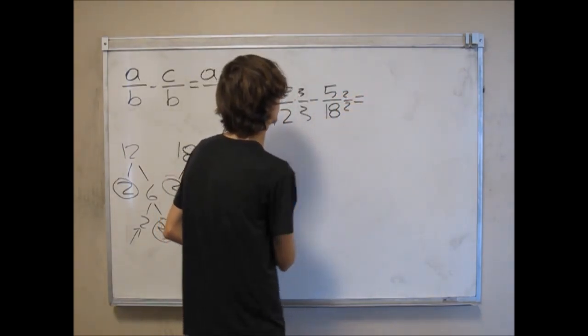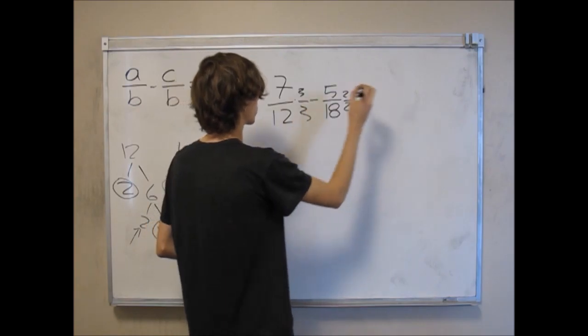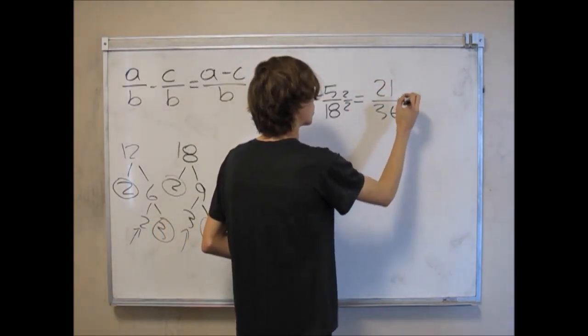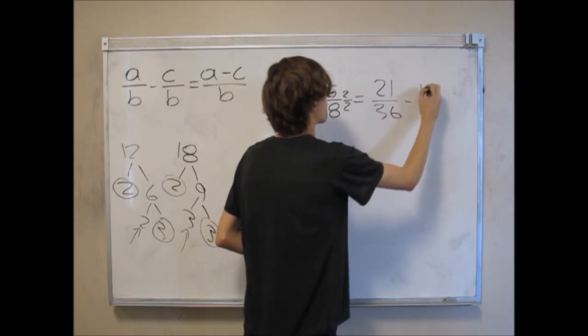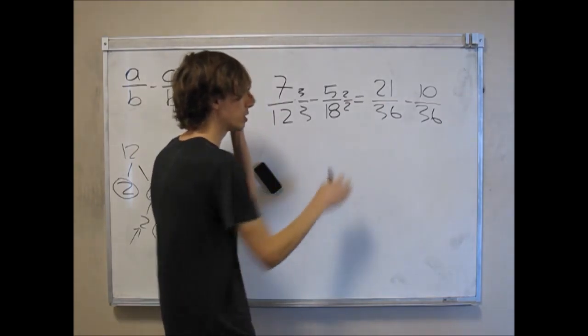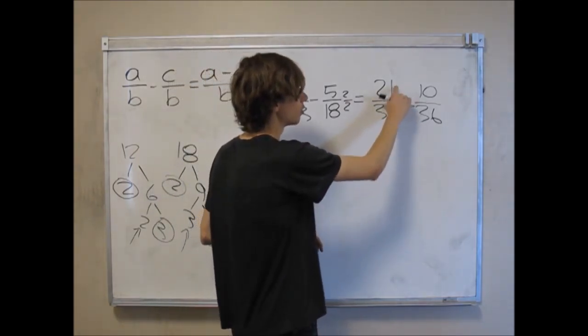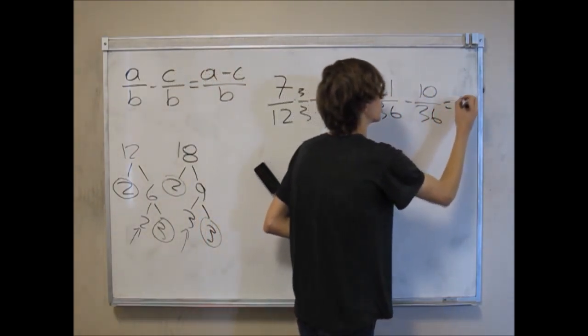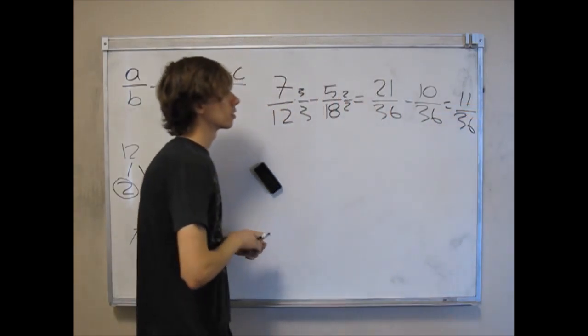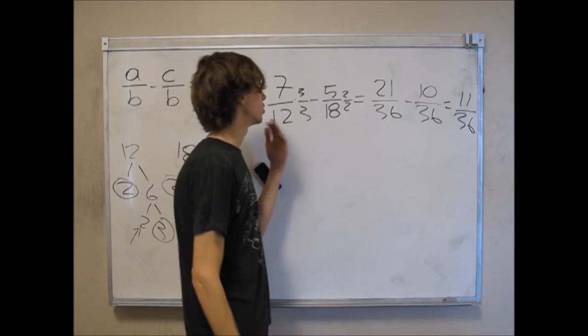And then that's going to give us 21 over 36 minus 10 over 36. Which, these have the same denominators now, so we just have to do 21 minus 10, which is 11, right? And so that's how you do this problem.